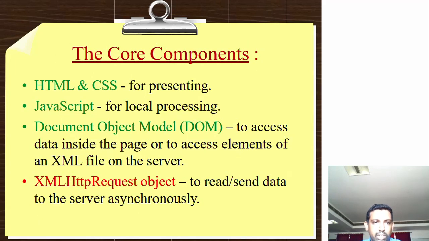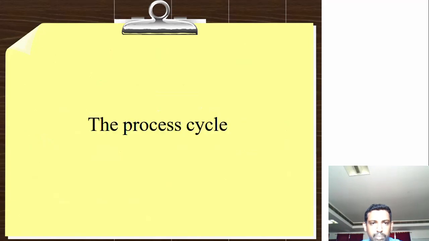The core components of Ajax are HTML and CSS for presenting, JavaScript for local processing, the Document Object Model to access the data inside the page or to access elements of the XML file on the server, and the XMLHttpRequest object to read or send data to the server asynchronously.